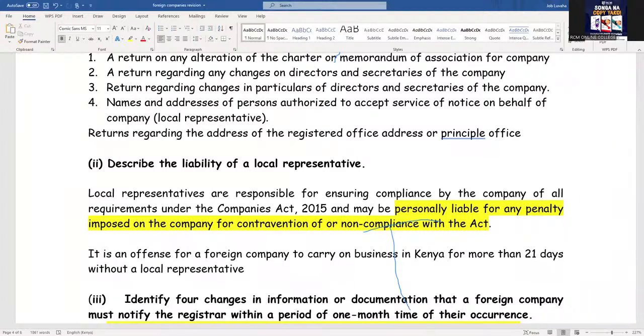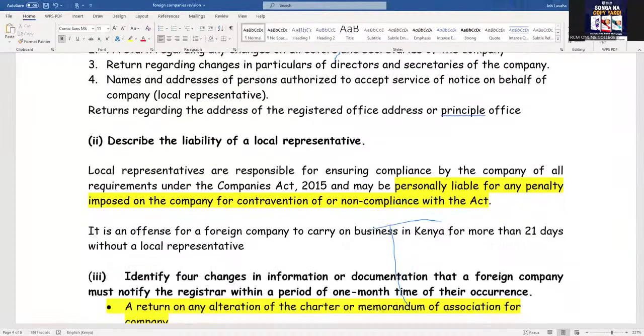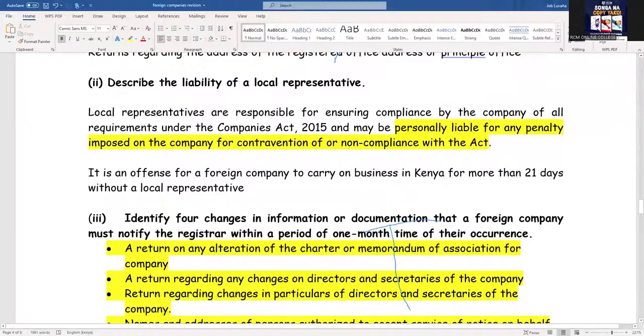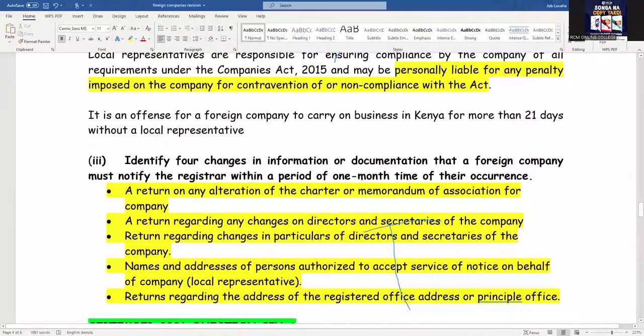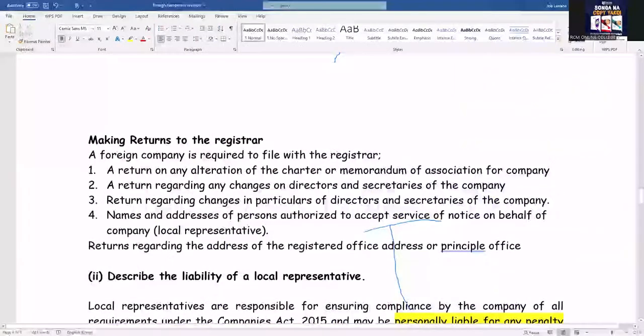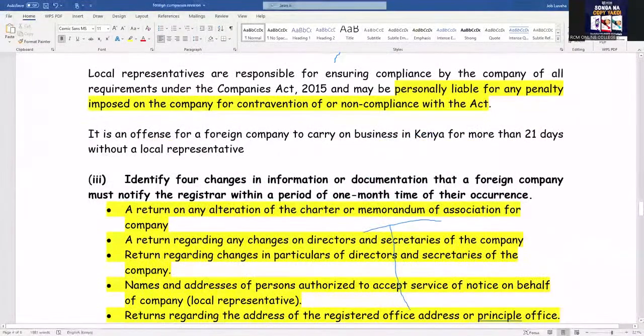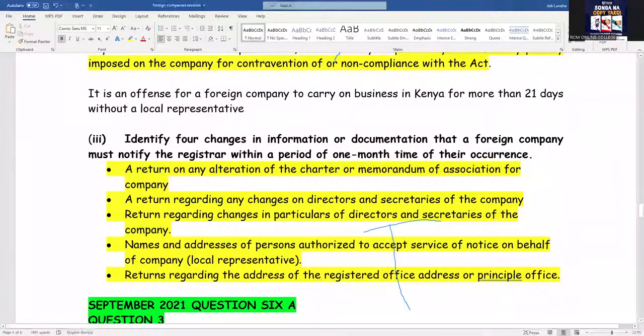A foreign company shouldn't operate without a local representative for a period of more than 21 days. Otherwise, the foreign company can be penalized or fined. Then what are some of the changes in information or documentation that a foreign company must notify the registrar of within a period of one month? These are basically the returns we've been able to list here, the returns that are supposed to be met.